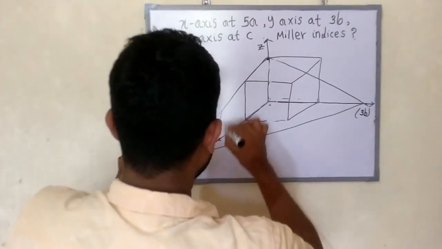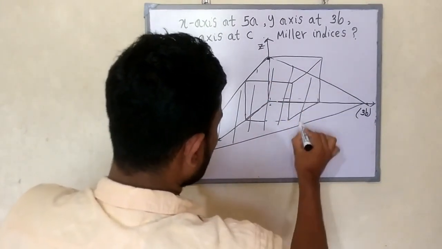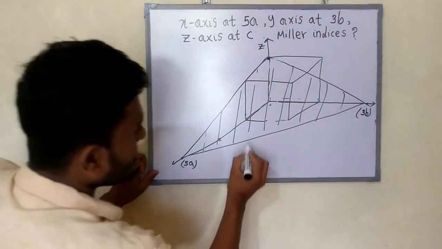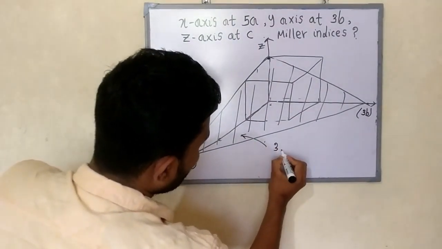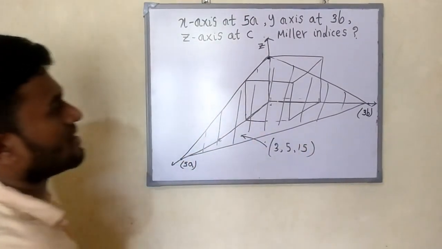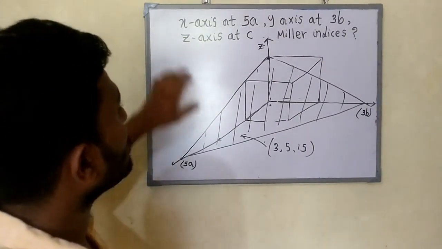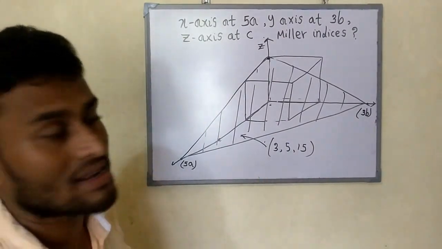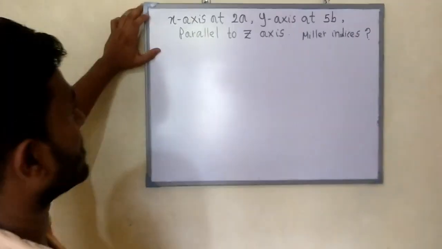The plane will be like this. So this is the plane having Miller indices 3, 5 and 15. So likewise, for any kind of given plane, you can find out the Miller indices, and also you can draw the plane also. This is your second question.